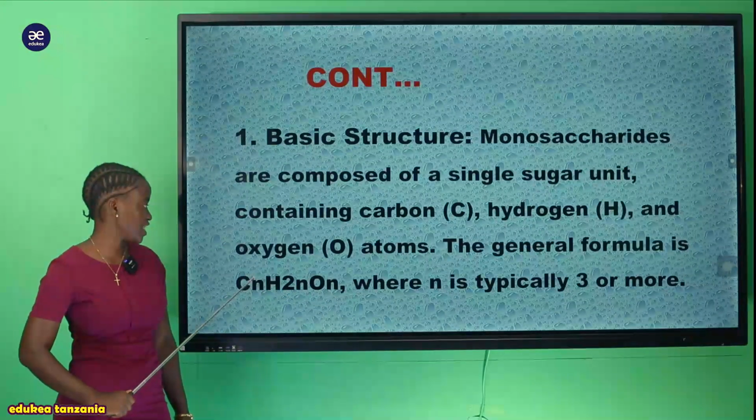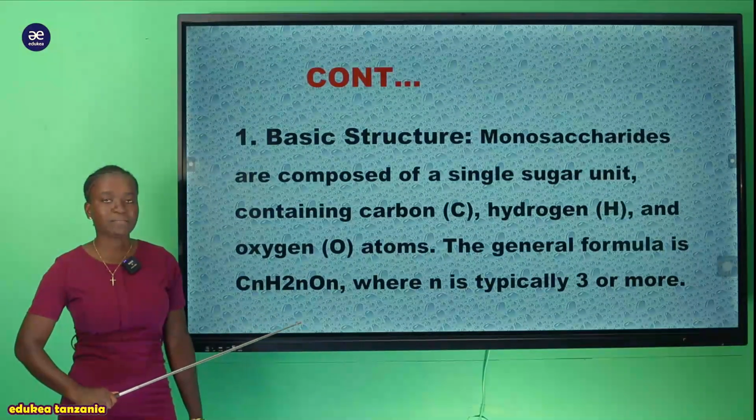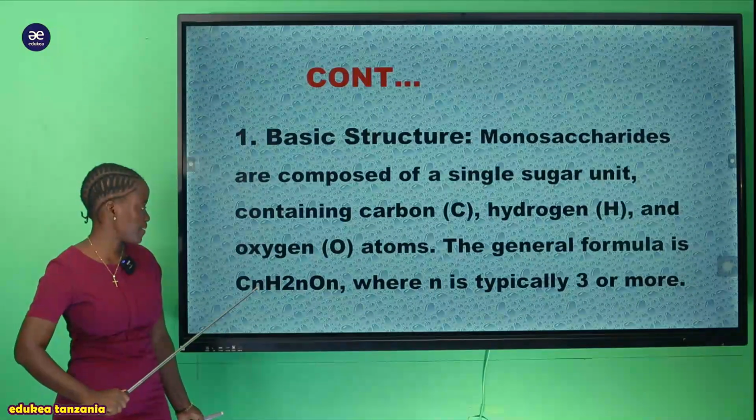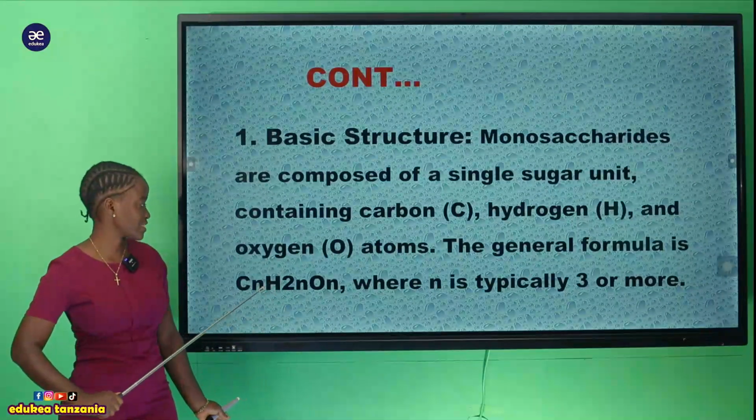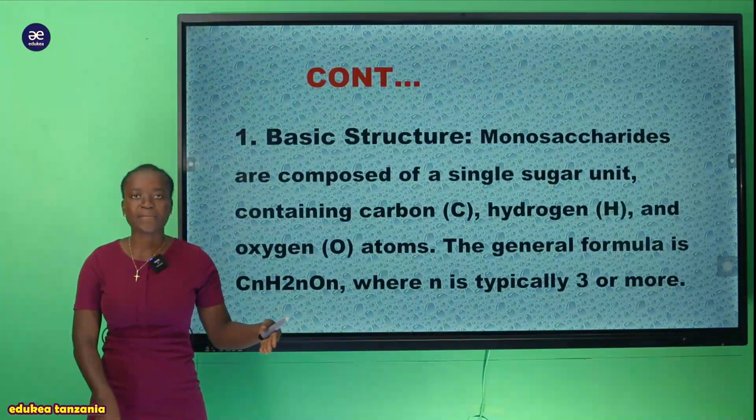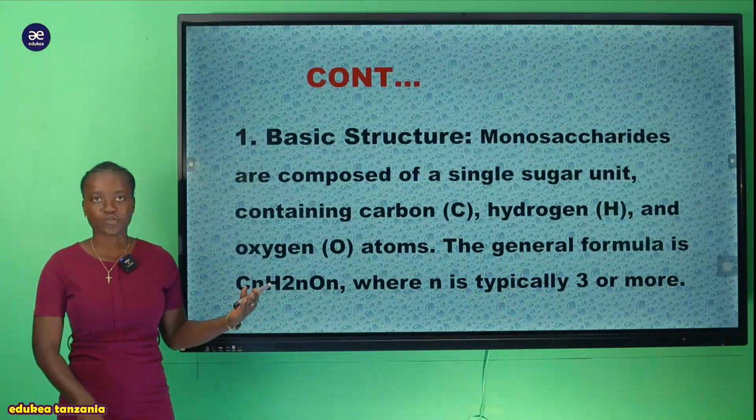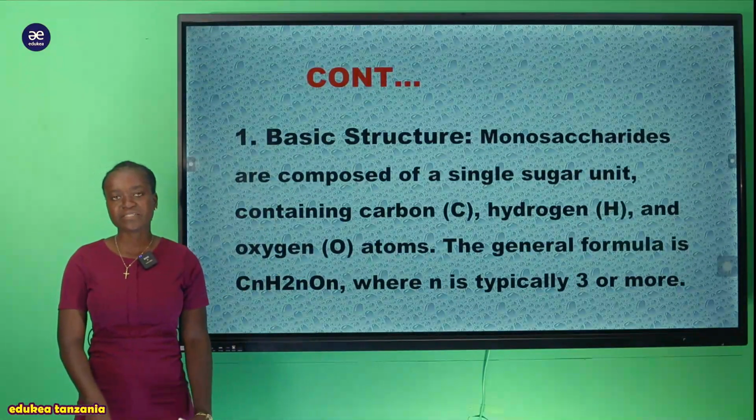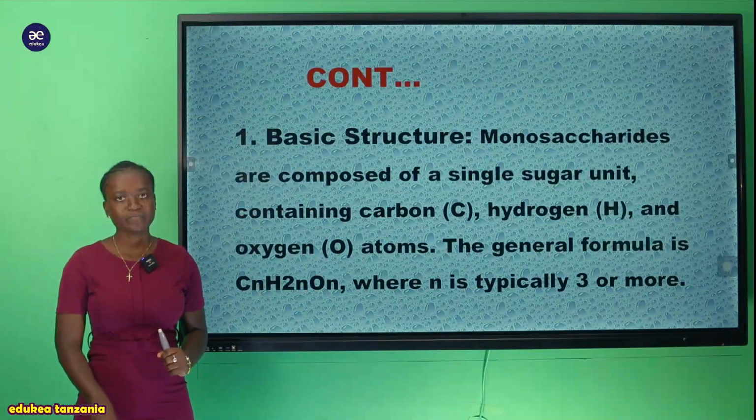So hapa ukiweka 3 itakuwa ni triose. Ukiweka 4 hapa itakuwa ni tetrose. Ukiweka 6 itakuwa ni hexose, whatever. So it depends on the number of carbon atoms, and that brings about their basic key structure.